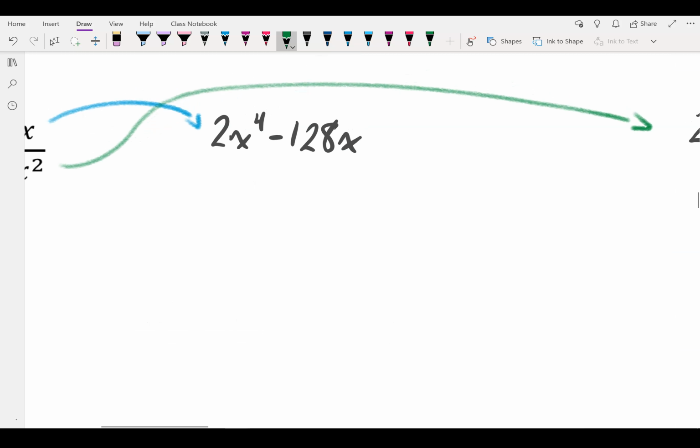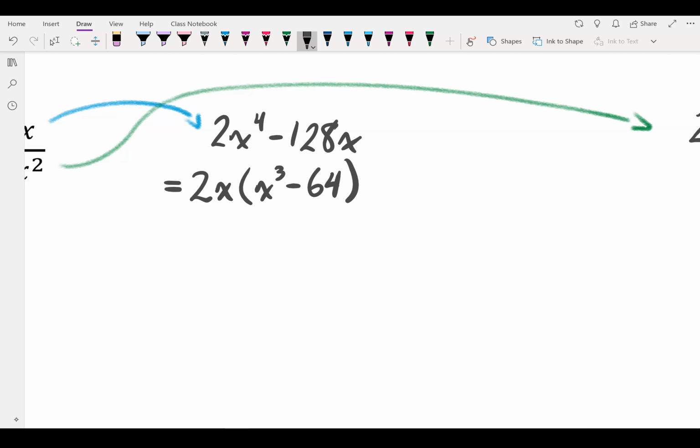So let's just treat the top as its own problem. What would we do to factor this? Well, I can see that there's a common factor of 2. That would factor out 2 out of that. It would divide everything by 2. And then I've got a common factor of x. That leaves x cubed minus 64.